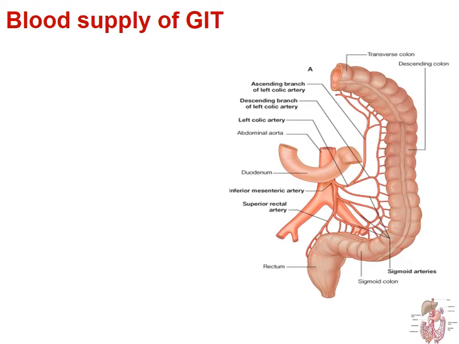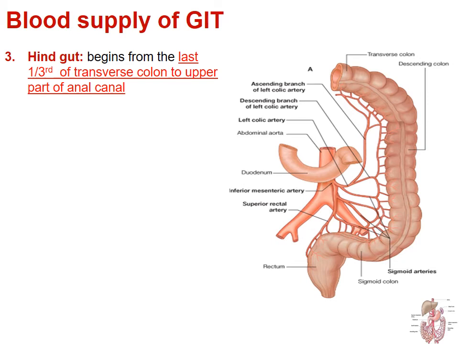Now next is the blood supply to the large intestine. The third part of the large intestine relates to the third blood supply, the inferior mesenteric artery. The inferior mesenteric artery supplies from the distal or last one-third part of the transverse colon to the upper part of the anal canal, right?